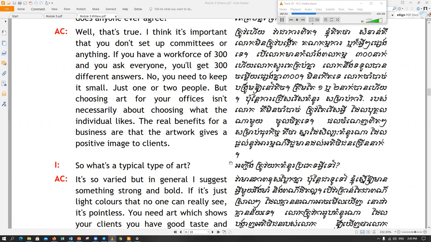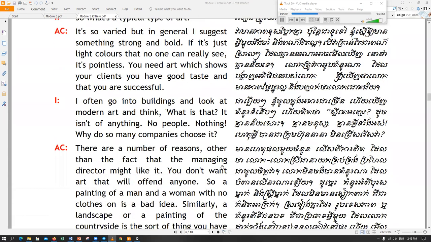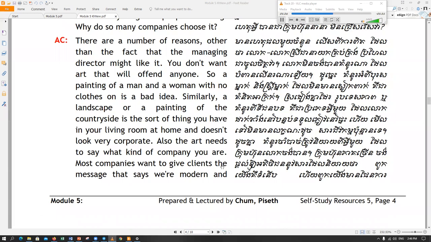So what's a typical type of art? It's so varied, but in general, I suggest something strong and bold. If it's just light colors that no one can really see, it's pointless. You need art which shows your clients you have good taste and that you are successful. I often go into buildings and look at modern art and think, what is that? It isn't of anything. No people, nothing. Why do so many companies choose it? There are a number of reasons, other than the fact that the managing director might like it. You don't want art that will offend anyone. So a painting of a man and a woman with no clothes on is a bad idea. Similarly, a landscape or a painting of the countryside is the sort of thing you have in your living room at home and doesn't look very corporate.